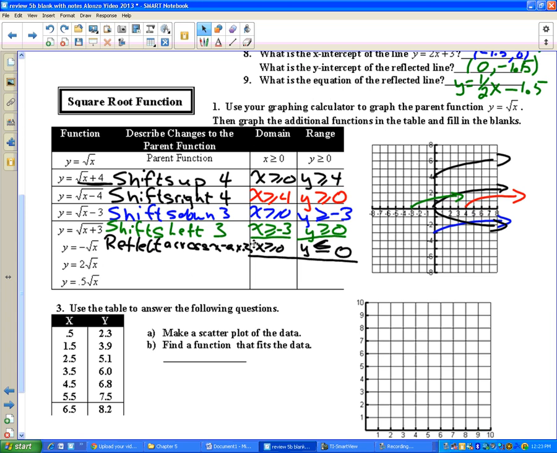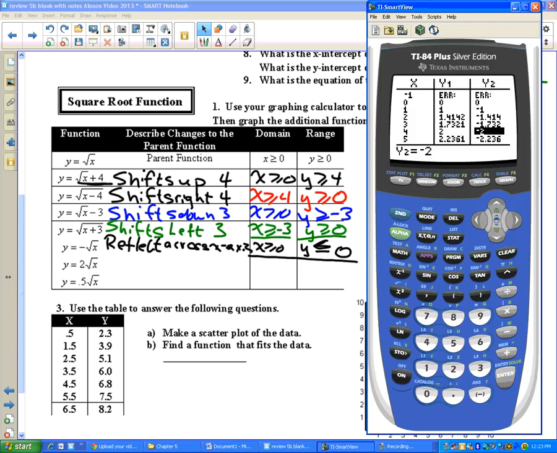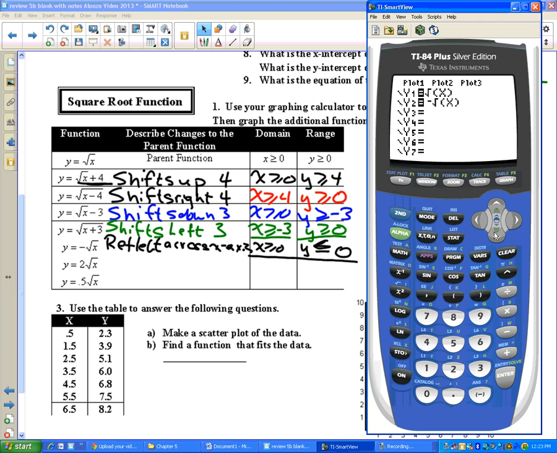Okay, so now we're on 2 square root x. So we're going to go back to y equals, and we're going to do 2 square root x. Graph the parent function and 2 square root x. Now be careful. The starting point didn't change. The starting point is the same. So this doesn't do a shift.